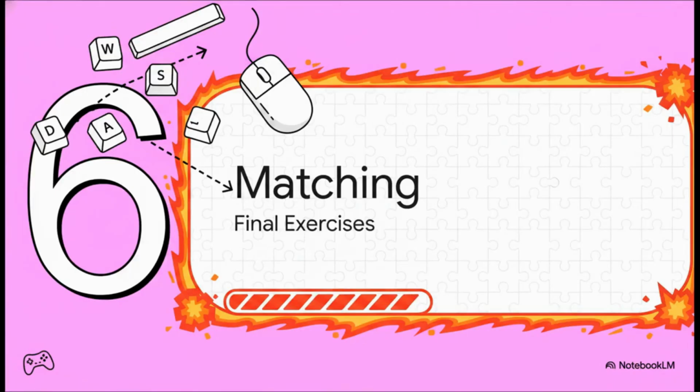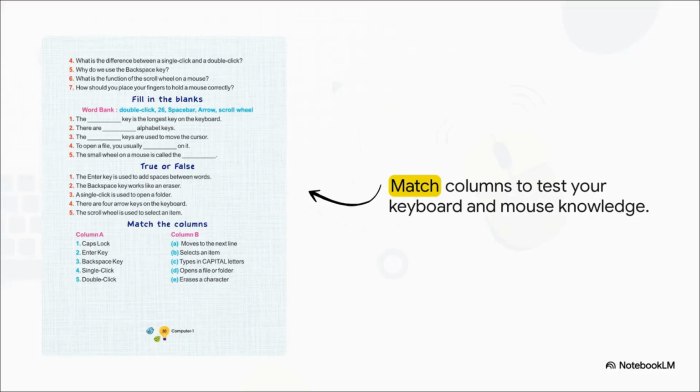Section 6, Matching and Final Questions. Time for our final boss battle, tying everything we've learned today together with a matching exercise. Looking at these matchups, we can lock it all in. Caps lock types in capitals, Enter moves to the next line, backspace erases characters, single-click selects, and a double-click opens your files. You have officially decoded the foundational inputs of a computer system.